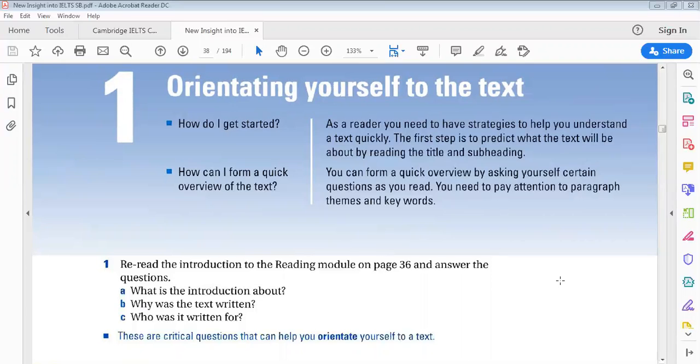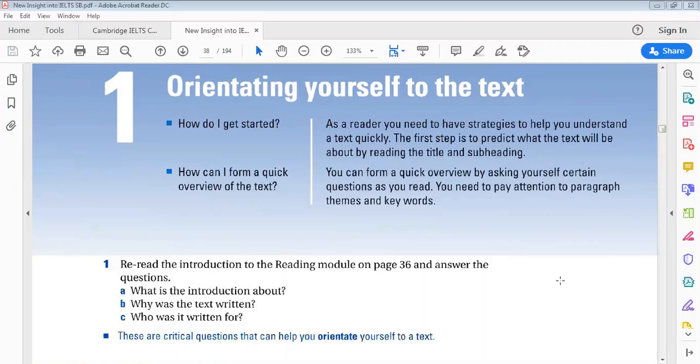So what I do is I take those different sections, I study accordingly, and we also have to remember that whatever the question types are, all of the tips that we study go along with it. So if we are studying signposting or orientating ourselves to the text or anything, all the techniques will go to a single passage. So let's just start with orientating yourself to the text. How do I get started?